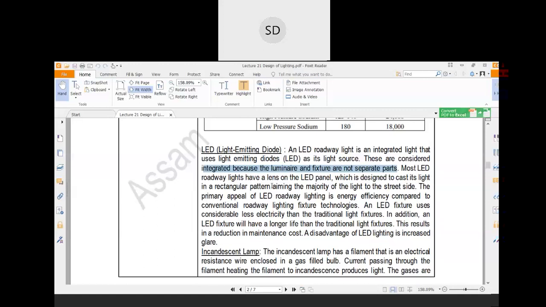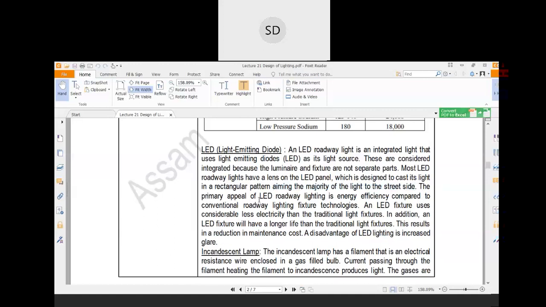So the illumination pattern for the LED light is a rectangular pattern. Some lights have a circular pattern for the illumination, but for the LED the pattern is rectangular, and it aims the majority of the light to the street side. That is also very important, and because of this feature these LED lights are very much used.